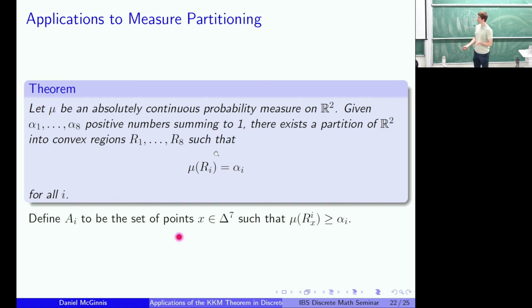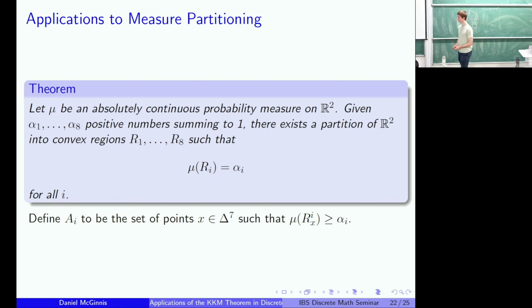So if you define the AIs this way, it's an easy check to show that it's a KKM cover, and when we get a point in the intersection of the AIs, that means for all I, mu of Ri is greater than or equal to alpha I. But because it's a probability measure and these alpha I sum to 1, it actually has to be equal. Mu of Ri will have to be equal to alpha I. So that's just some small little details.